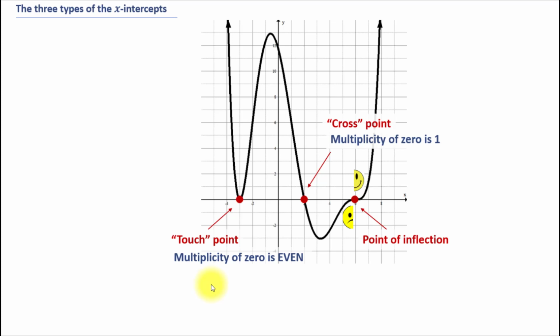Okay, so knowing how to find the x-intercepts and determine the types of x-intercepts, as well as knowing how to find the y-intercept and determine the behavior of the endpoints, all that will be enough for us to sketch a graph of a polynomial function. We're gonna try that in the next video.